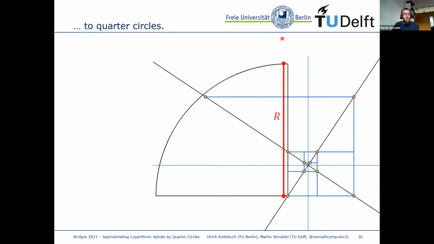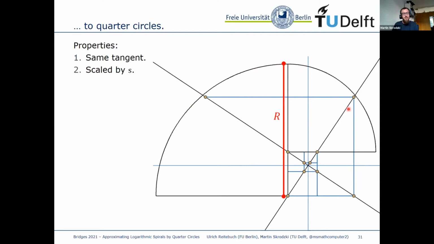this quarter circle of radius r, if we draw the next one, let me do this. So here's another quarter circle. They should have a common tangent and a common point here, right? So let's fix this property. These two quarter circles should have the same tangent. All right. We did fix this slope S of the line. So we want to have a scaling from this larger quarter circle to the next smaller one by factor S. That's what we fix.